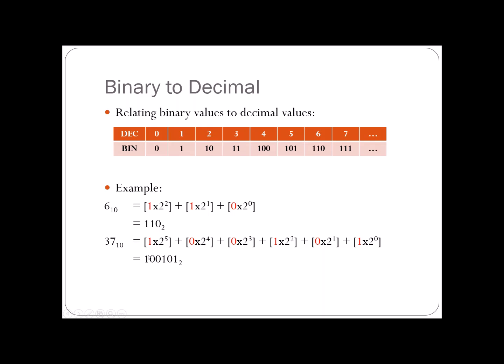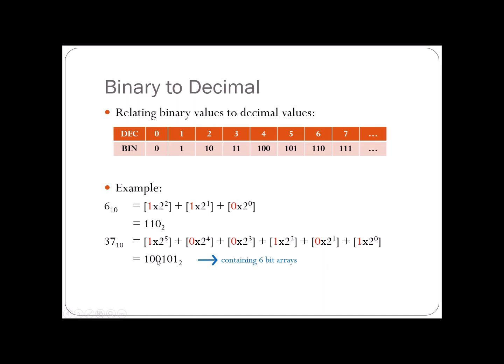Same for 37, it will be equal to 1, 0, 0, 1, 0, 1, because 37 is equal to 1 times 2 power of 0 plus 0 times 2 power of 1 plus 1 times 2 power of 2, 0 times 2 power of 3, 0 times 2 power of 4, and 1 times 2 power of 5. So it becomes 1, 0, 0, 1, 0, 1. That is 37 in decimal.